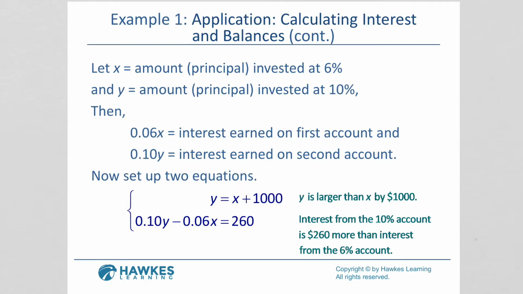Our two equations are going to be y equals x plus 1,000. Y is larger than x by 1,000. And 0.10y minus 0.06x equals 260. Interest from the 10% account is $260 more than interest from the 6% account.